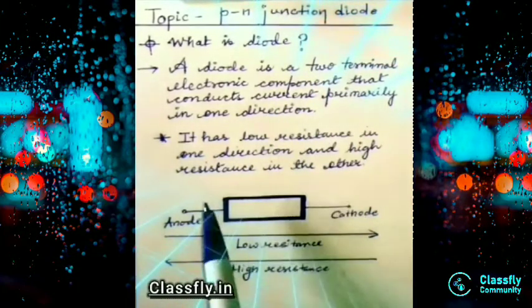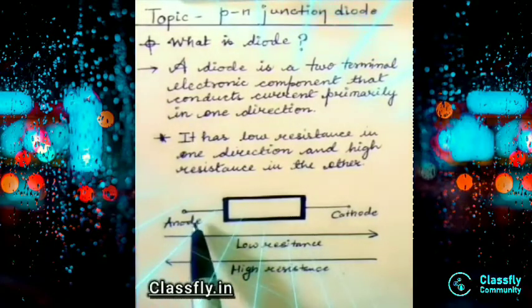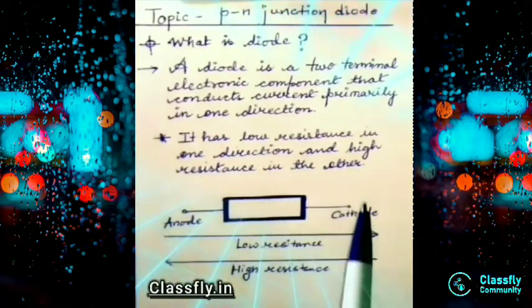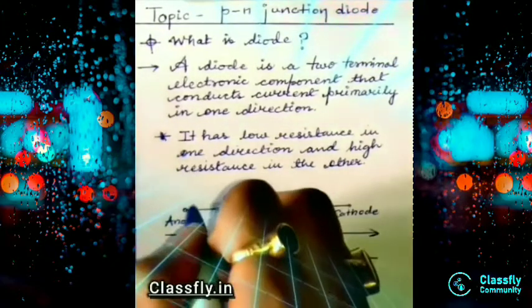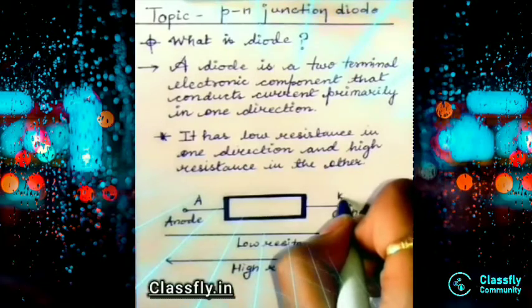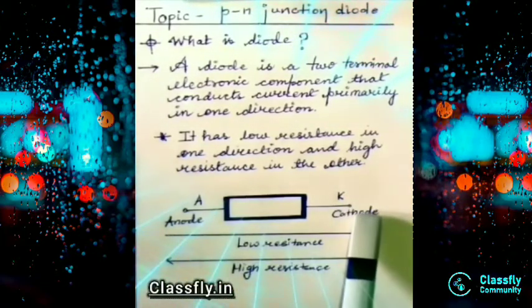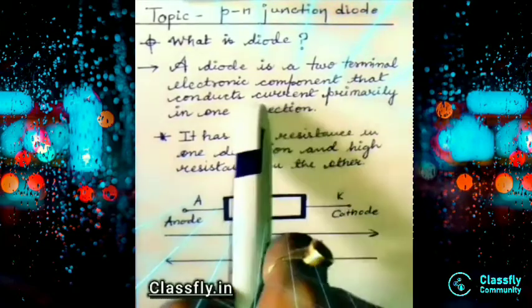Let's see this symbol of a diode. It has two terminals, one anode and one cathode. We will represent anode as A and cathode as K. Now see, anode A is the positive terminal and the cathode K is the negative terminal.